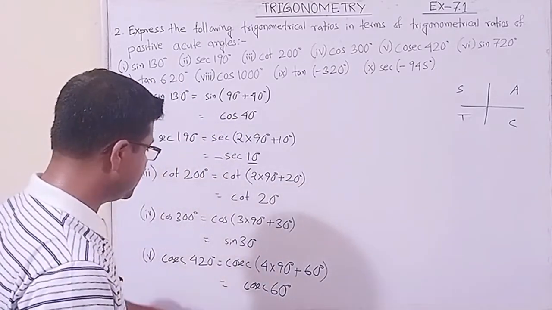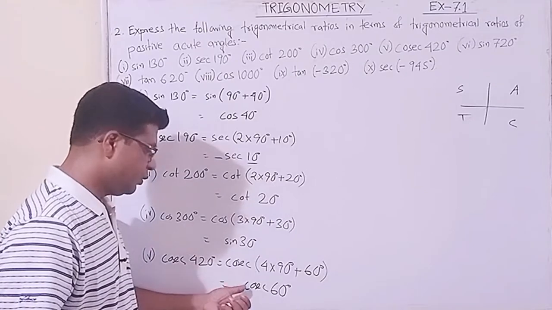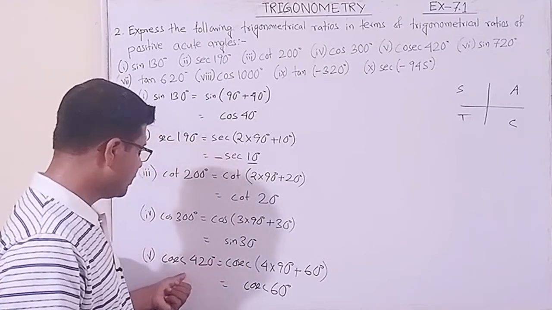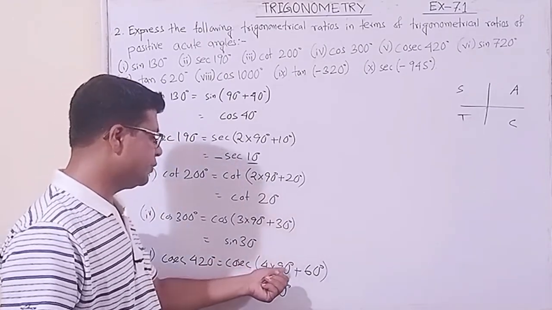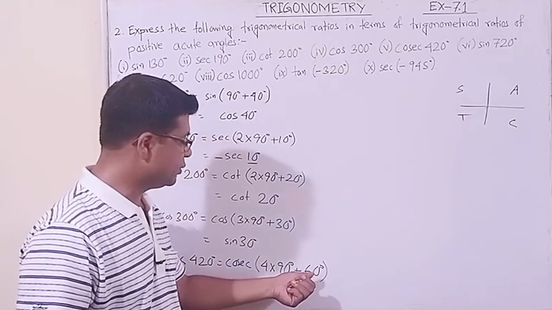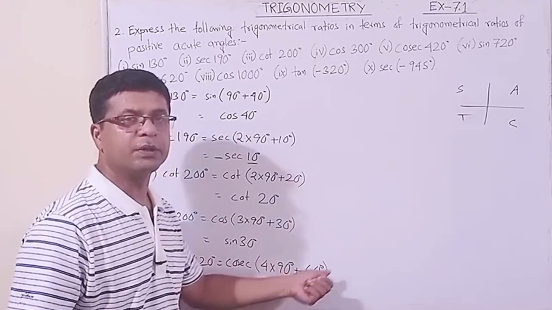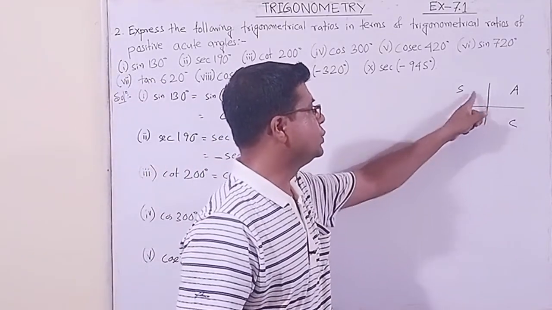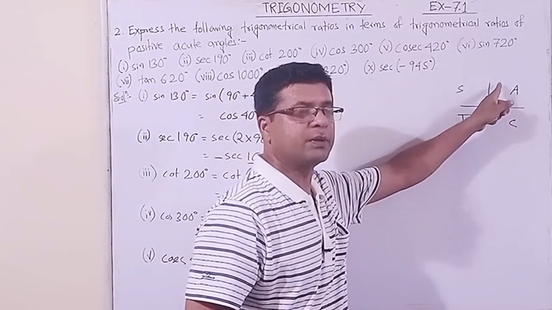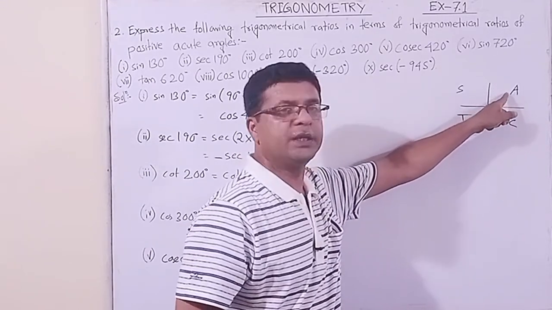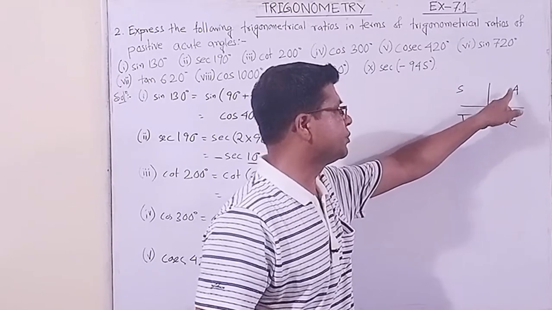Now, cosec 60 degree we have got, but this 420, or 4 into 90 plus 60, is in which quadrant? You see, this is 4 plus 1, fifth, that means 1 2 3 4 plus 1, 5. This is in the first quadrant. In the first quadrant all the trigonometric ratios are positive.